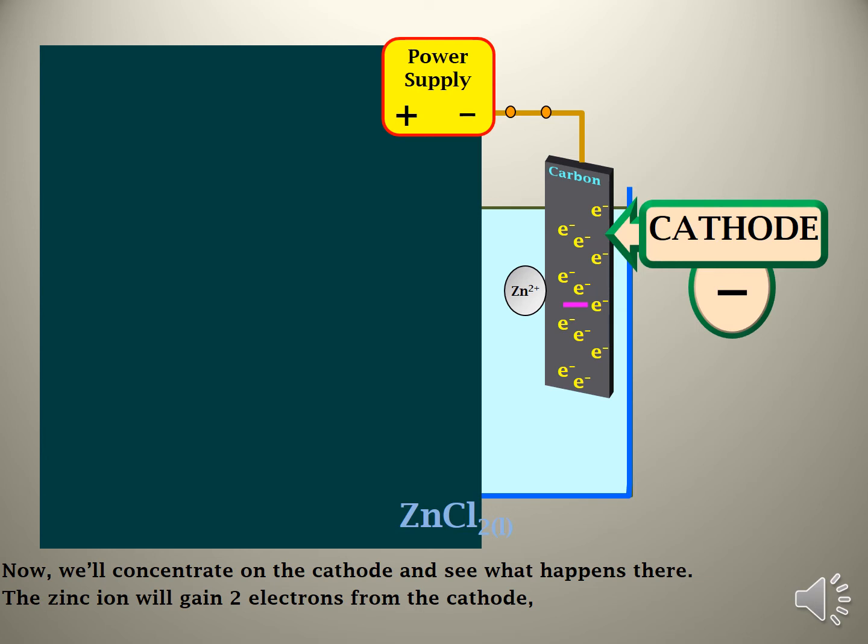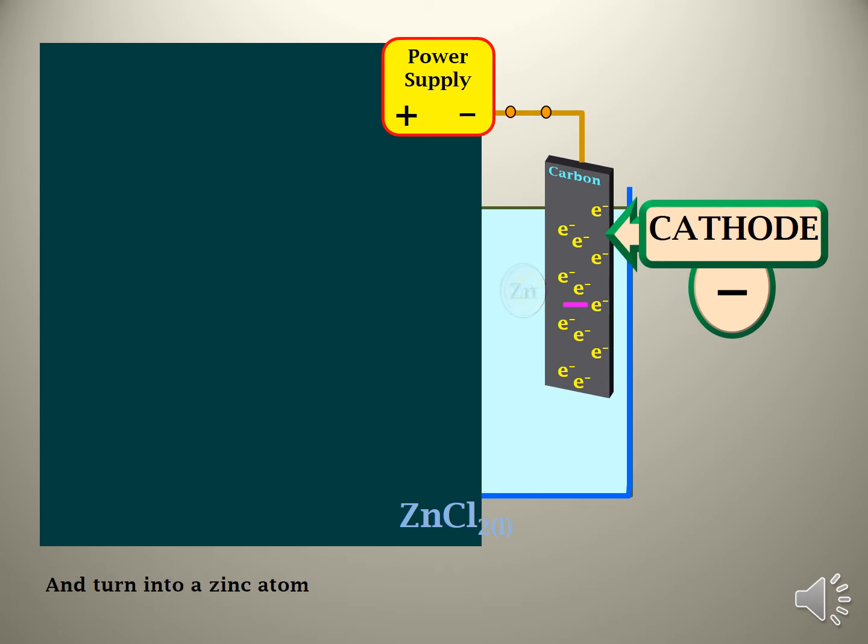The zinc ion will gain two electrons from the cathode. The zinc ions from the electrolyte will move towards the cathode as they are electron deficient. Positive charge shows that it is electron deficient, so it is in need of electrons. So it will move towards the cathode and gain two electrons from the cathode and turn into the zinc atom. When it gains two electrons, it will convert to a zinc atom from a zinc ion.